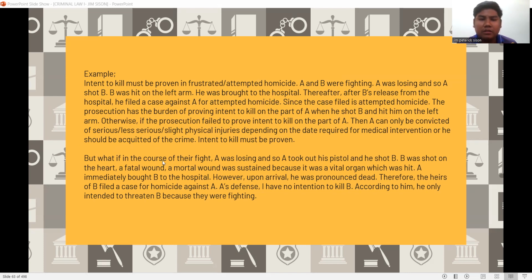Okay, but what if in the course of their fight A was losing, and so A took out his pistol and he shot B. B was shot on the heart. A fatal wound or a mortal wound was sustained because it was his vital organ which was hit. A immediately brought B to the hospital. However, upon arrival, he was pronounced dead. Therefore, the heirs of B filed a case for homicide against A. His defense, according to him, I have no intention to kill B. He only intended to threaten B because they were fighting.